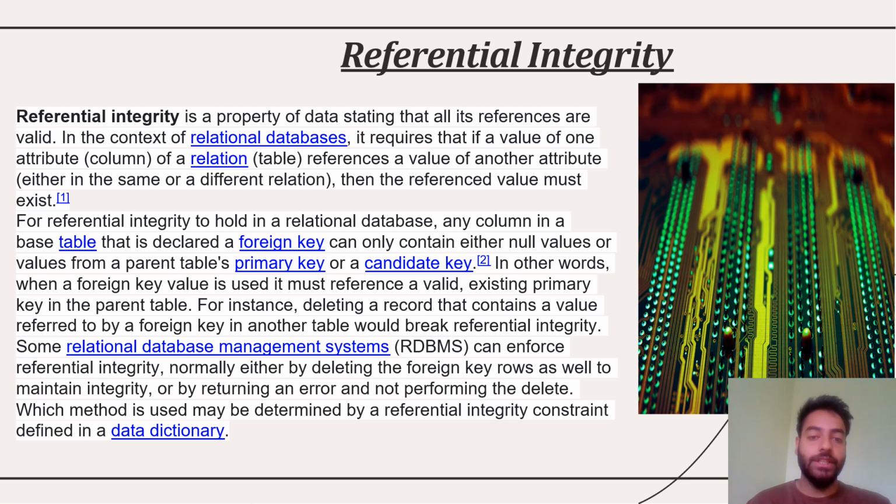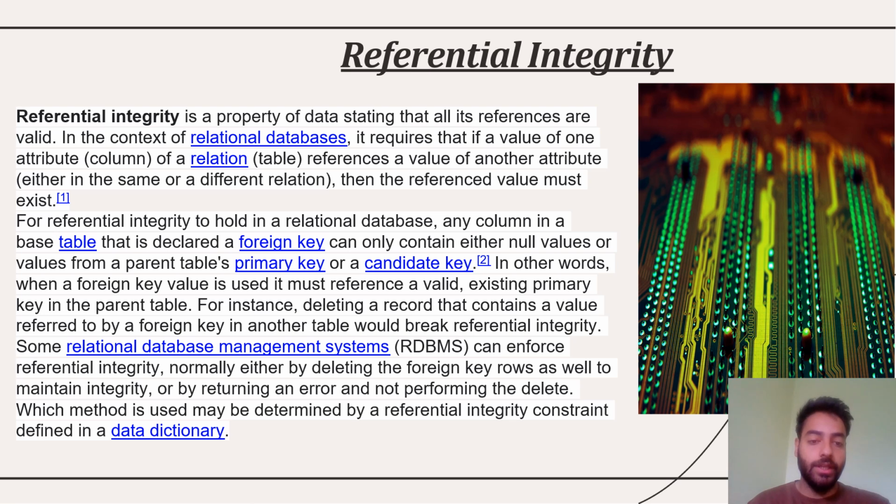In the context of a relational database, it requires that if the value of one attribute (column) of a relation (table) references a value of another attribute, either in the same or a different relation, then the referenced value must exist. For referential integrity to hold in a relational database, any column in a database table that is declared a foreign key can only contain either null values or values from a parent table's primary key or a candidate key.